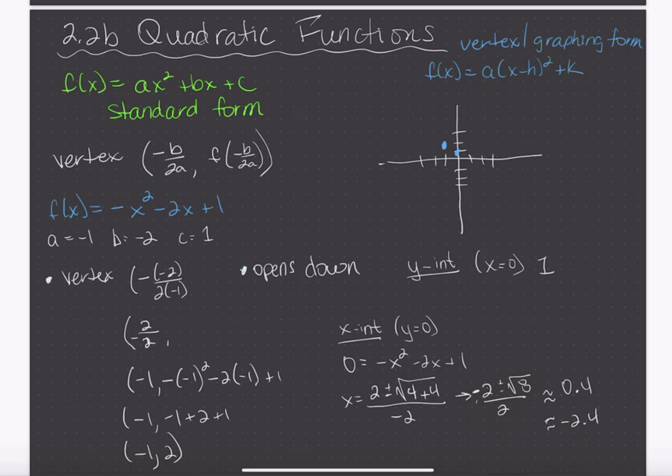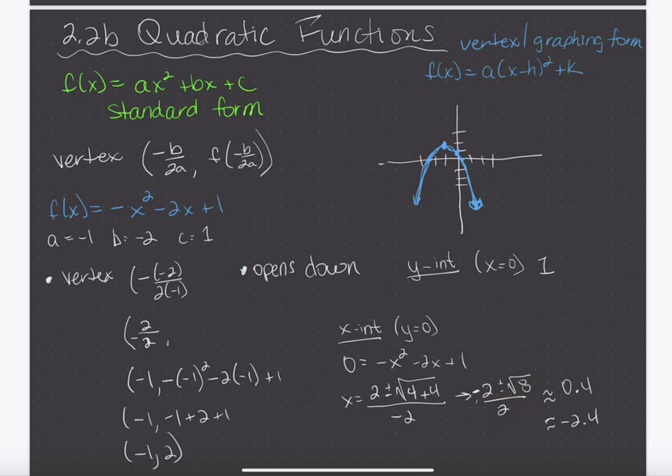So I guess I could have made my graph a little bit bigger. It might show up a little bit better. But I know then that I am going to cross the x-axis at 0.4, so not quite half. And at -2.4, so right about there, right? And then now I can make a fairly accurate graph of my quadratic, right?